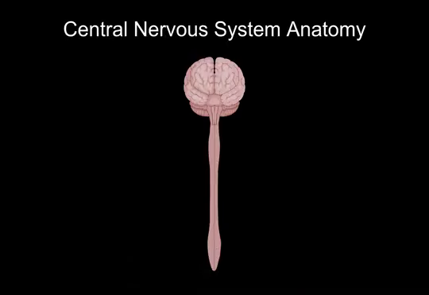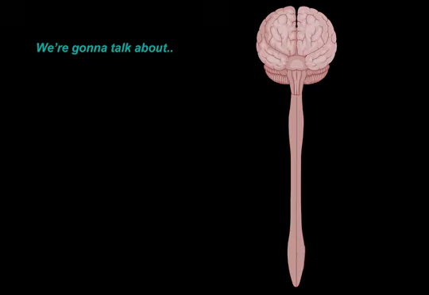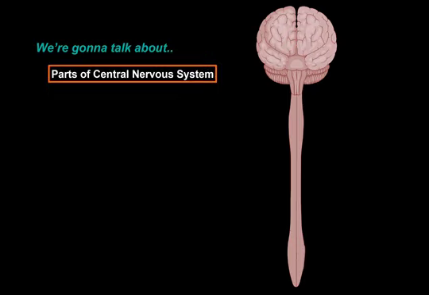What's up? Merite here. Let's talk about the anatomy of the central nervous system. In this segment, we will go through the base in understanding how the anatomy of the central nervous system is built. And to do that, we're first going to start by going through the parts of the central nervous system.